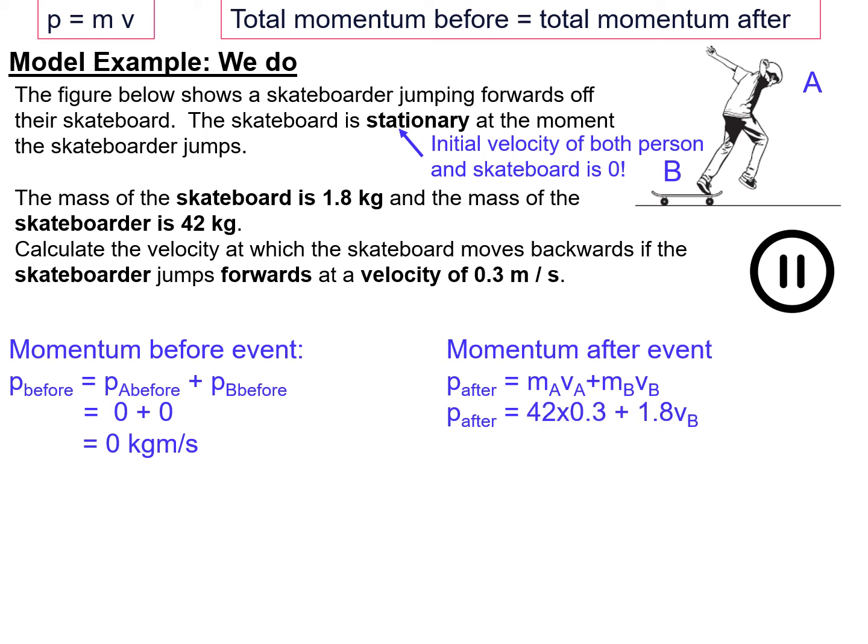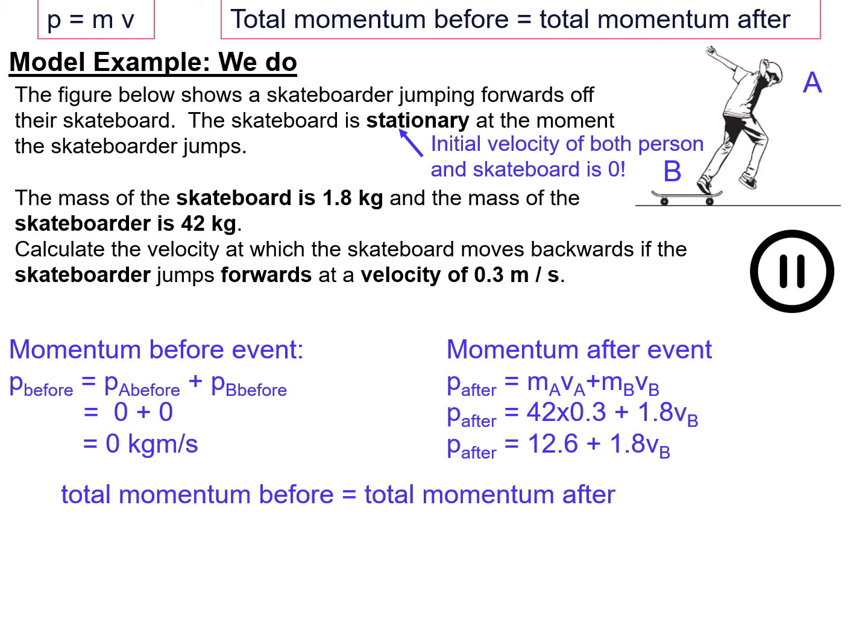So the momentum after the event, well, we are told that the skateboarder has a mass of 42 kilograms and they move forward at a velocity of 0.3 meters per second. We also know the mass of the skateboard is 1.8 kilograms, but we don't know its velocity. That's what we're trying to find out. So we're going to leave that as VB. So we can simplify this and we can see the momentum after is 12.6 plus 1.8 VB.